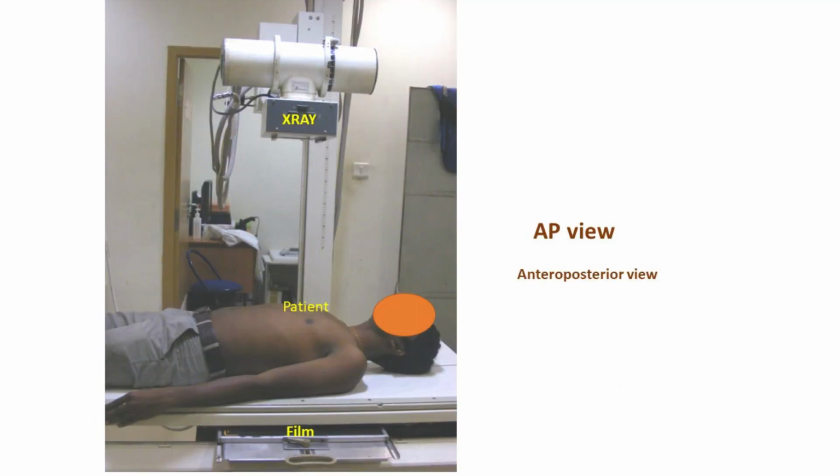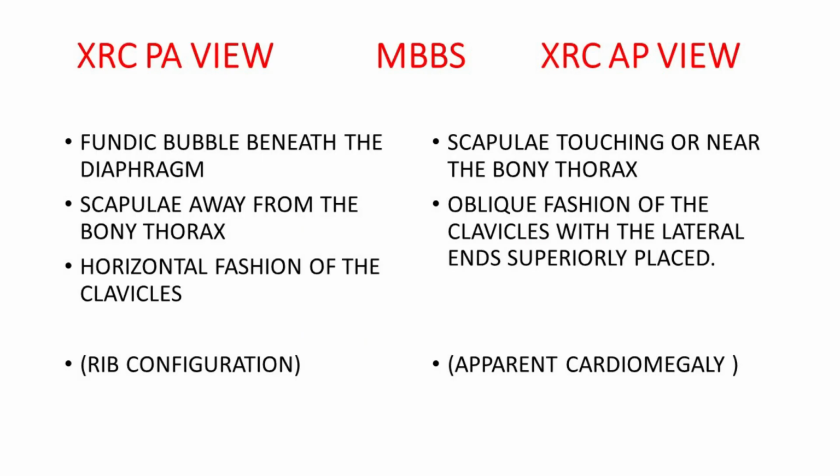Then the X-ray chest AP view is done with the patient in supine position with the chest wall facing the X-ray beam and the cassette near the patient's back. You can see in the image. This is done in patients with fractures in the pelvic bones or in the lower limb bones where they cannot stand. And the X-ray chest is routinely done in bedridden patients and in ICU patients. During our MBBS, these are the points which are taught to us on how to recognize the X-ray chest, whether it is PA view or AP view.